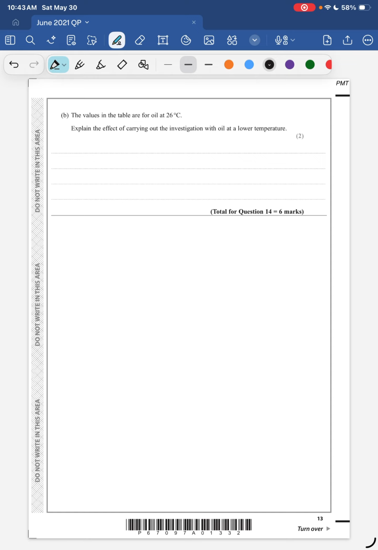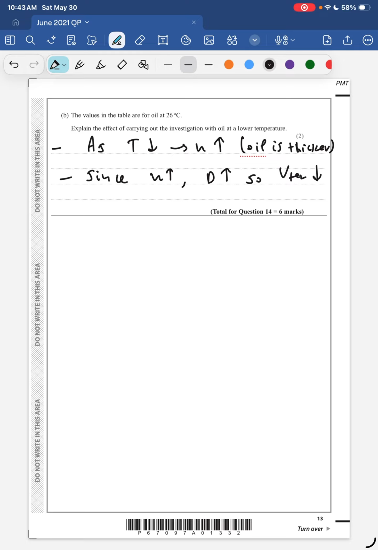The values in the table are for oil at 26 degrees Celsius. Explain the effect of carrying out the investigation with oil at a lower temperature. I'm going to do this really fast. So as the temperature decreases, the viscosity increases, because oil is thicker. Since the viscosity increases, the drag increases, so V terminal decreases. Okay, so that's the answer to part B. All right, let's move on.